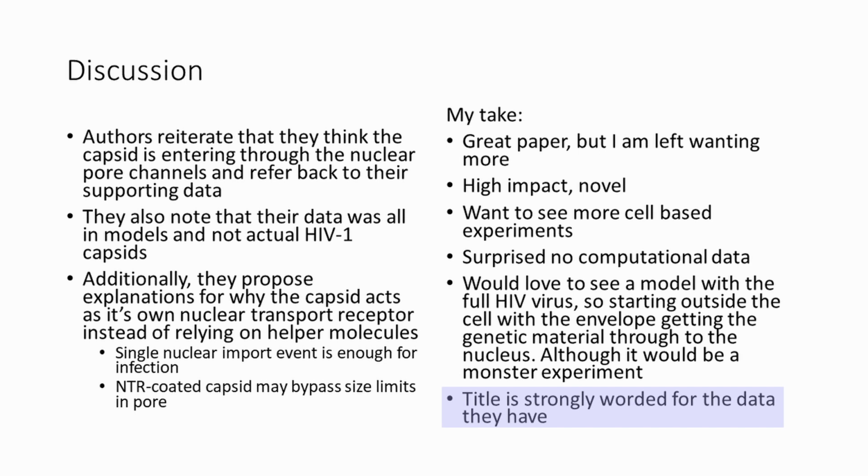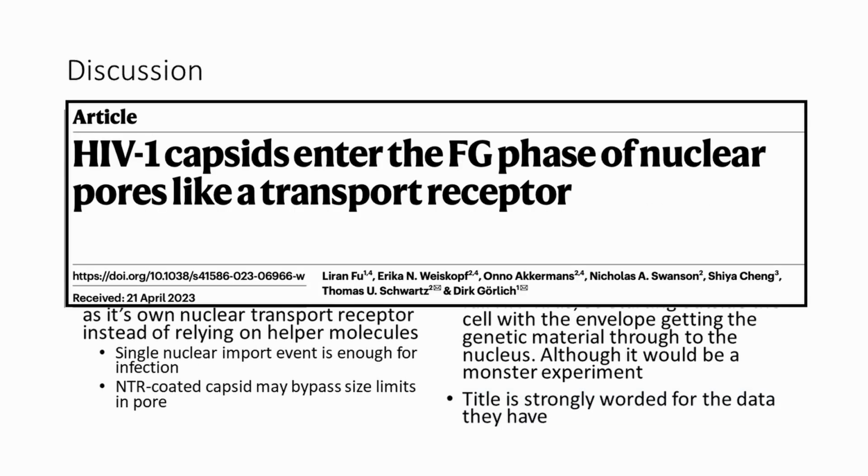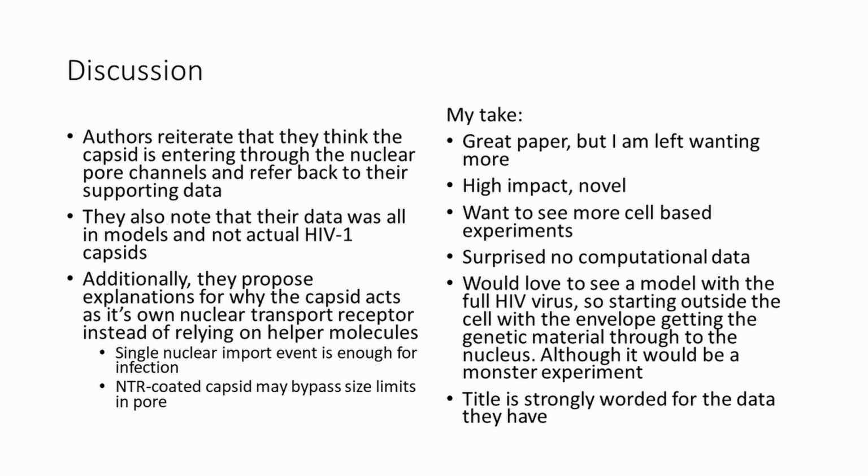Lastly, I think this title is very strongly worded for the data that they have. So just a reminder, the title is that HIV-1 capsids enter the FG phase of nuclear pores like a transport receptor. I think the data they have, they can't say for sure that that's how the HIV-1 capsids enter the FG phase, but it's a lot catchier than saying HIV-1 capsids might enter the cell this way. And I think that as a scientist, you see a lot of these catchy headlines and sometimes you don't feel like reading the whole article. So just keep in mind that when you write an article, you have to sell yourself. And this is definitely a strong title for the data that they have.